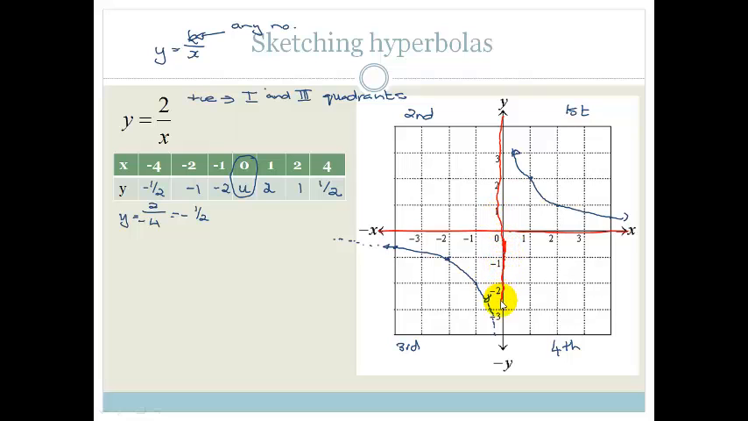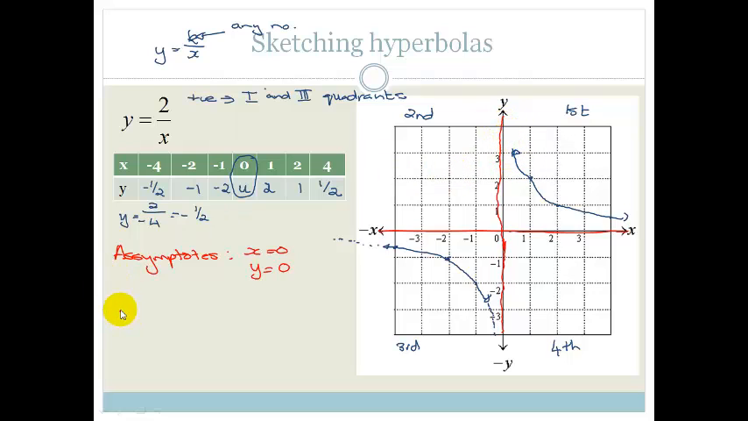So they never cross. So the asymptotes for this graph are x equals naught, which is the y-axis, and y equals naught, which is the x-axis. Do you understand that? These graphs are never, ever, ever going to touch that.